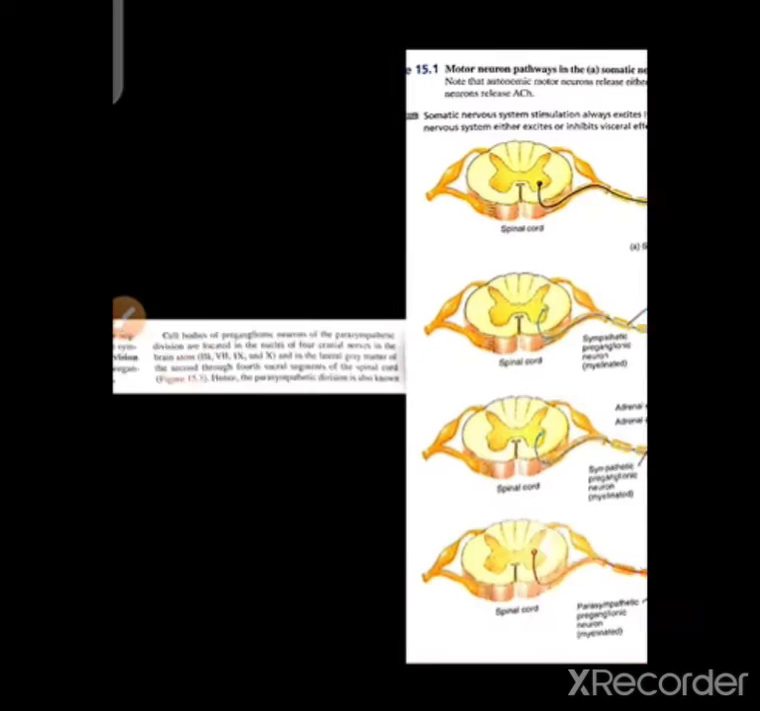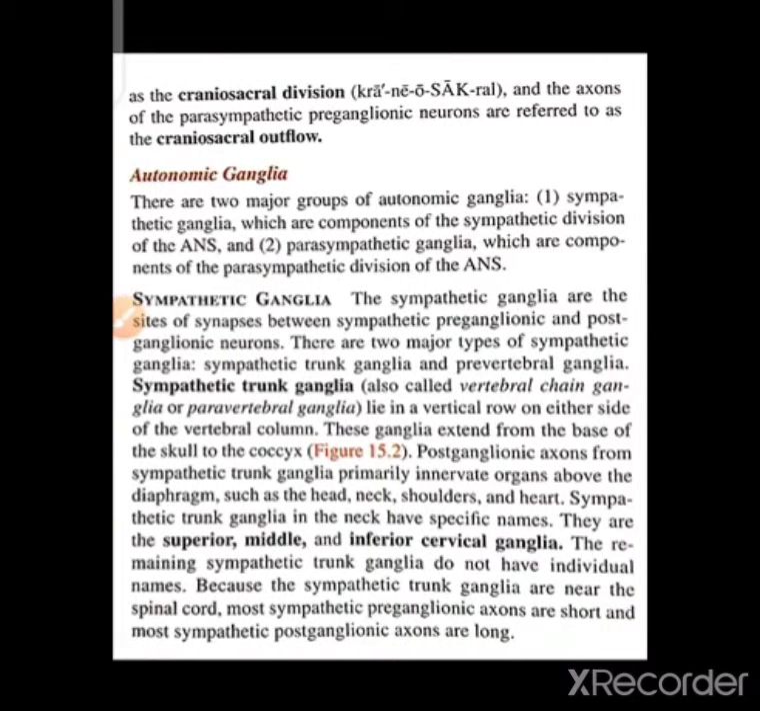The parasympathetic division is also called craniosacral, because of the 4 cranial nerves and the sacral segments of the spinal cord. The axons of the parasympathetic preganglionic neurons are referred to as the craniosacral outflow. So parasympathetic is the craniosacral outflow, and the sympathetic is the thoracolumbar outflow.